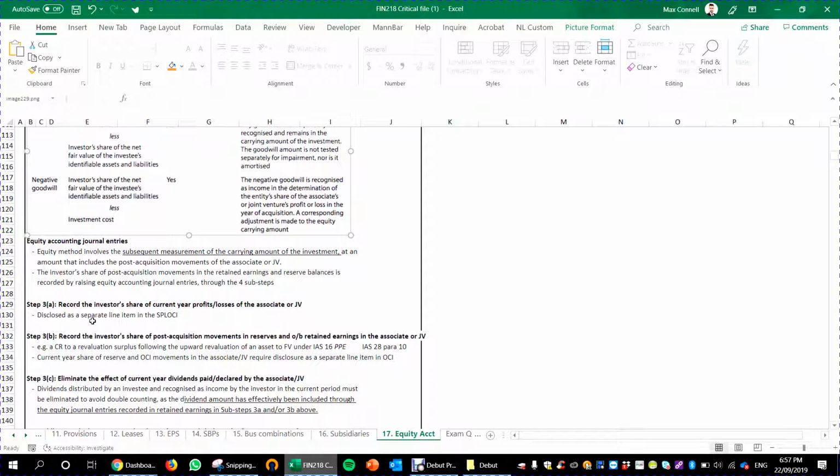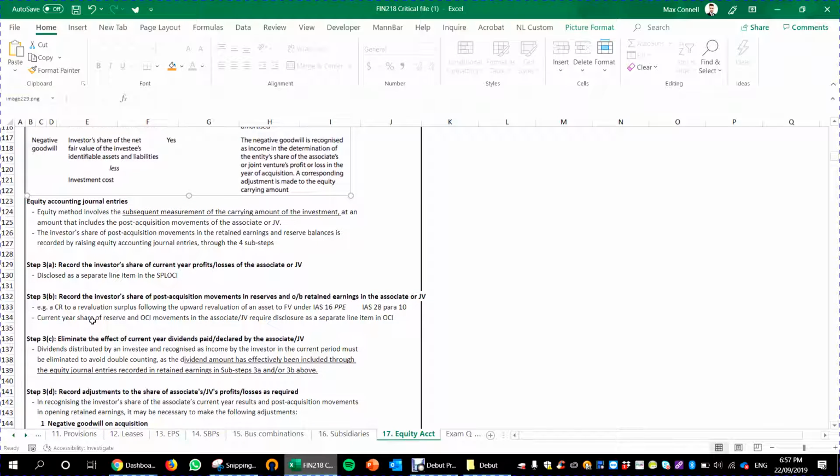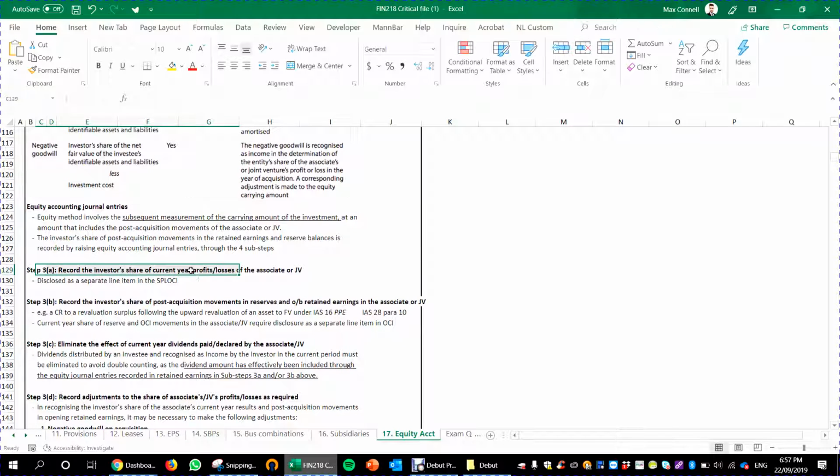the 4 sub-steps. So the first sub-step is to record the investor's share of current year profit or losses of the associate or JV. So you disclose that as a separate line item in the statement of profit and loss and other comprehensive income.